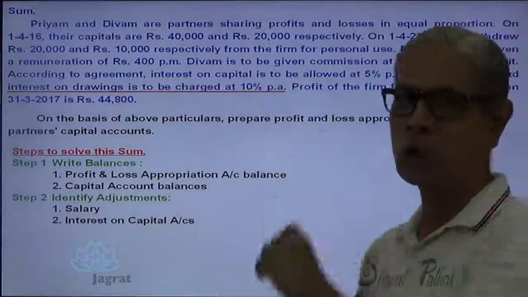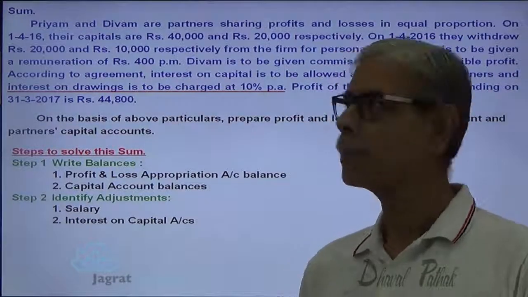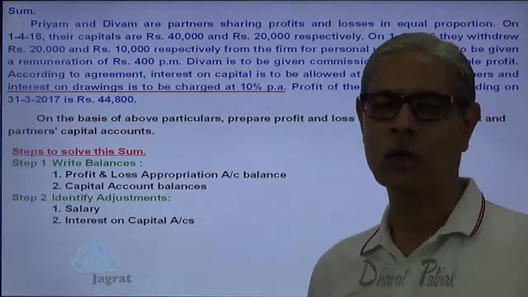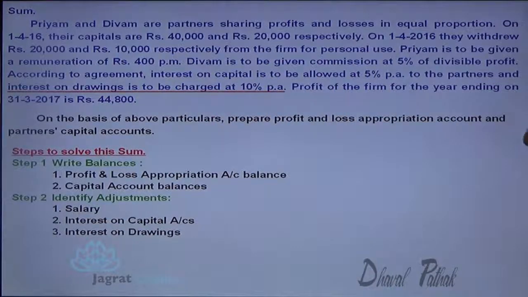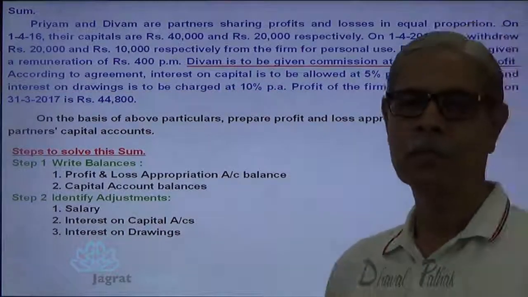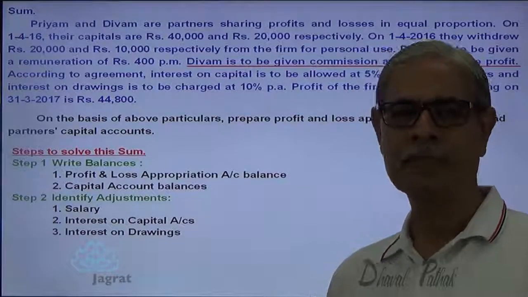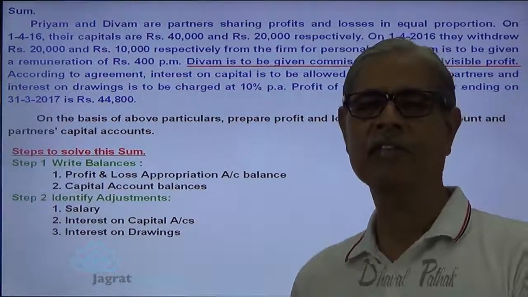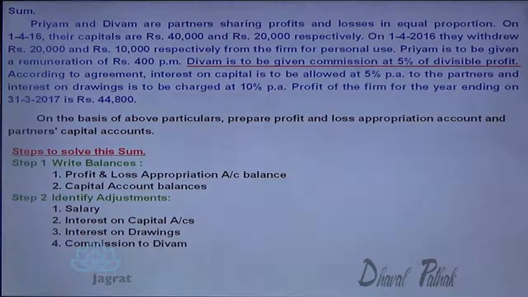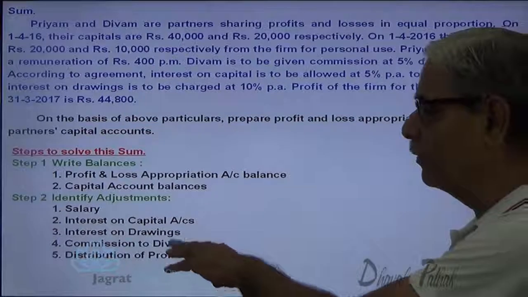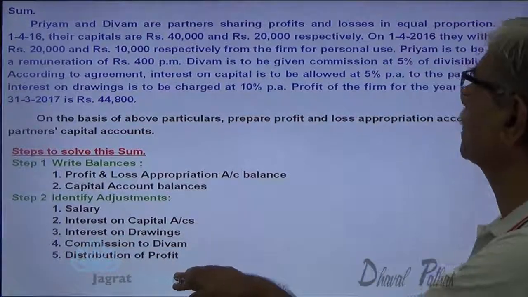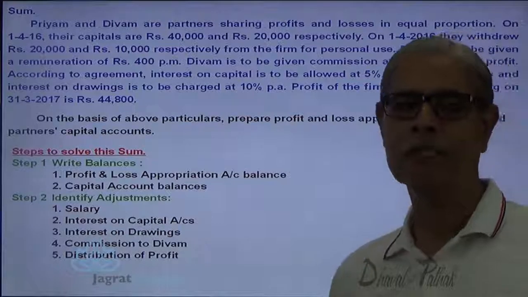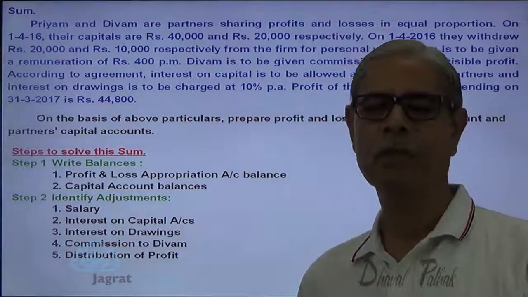Then interest on drawing is to be charged. Here the drawings are made at the beginning of the year, so whole year interest will be calculated. So third adjustment is of interest on drawing. Fourth is commission to be given at a percentage of divisible profit. So first of all you have to give the effect of these three adjustments. After that you will get the divisible profit. So fourth adjustment is to be considered is the commission to be paid to Devam. After that, whatever the profit is left will be distributed amongst partners in the equal proportion, because remaining profit is required to be distributed equally because partners have agreed so.